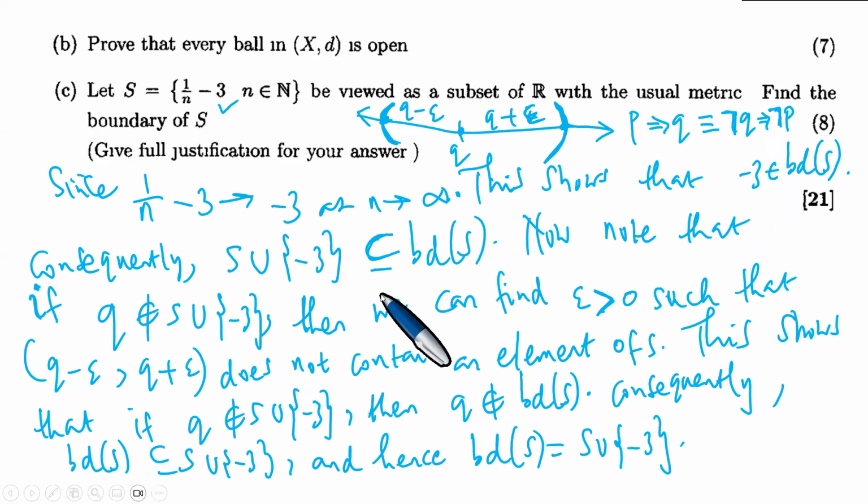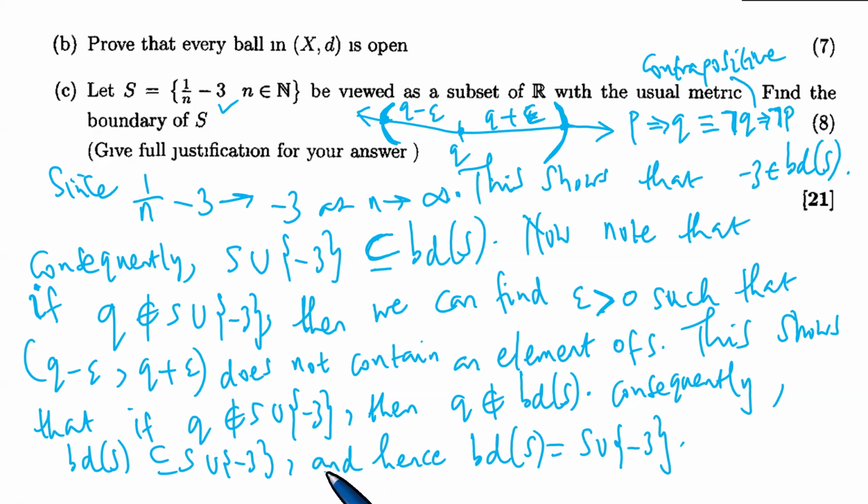P implies Q is logically equivalent to not Q implies not P. This is called the contrapositive. So the contrapositive of P implies Q is not Q implies not P.